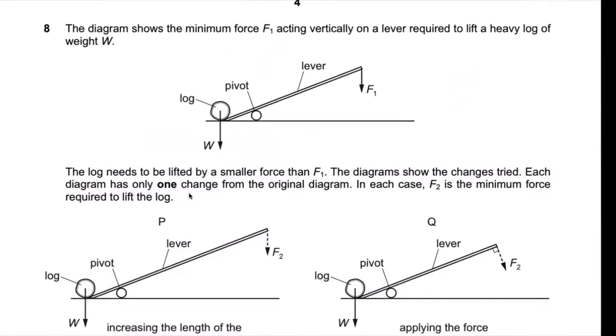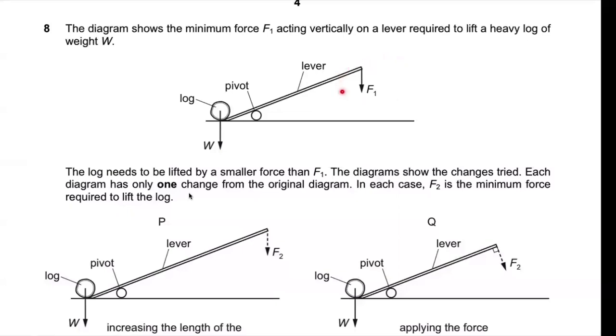So 8 says the diagram shows the minimum force F1 acting vertically on a lever required to lift a heavy log of weight up. The log needs to be lifted by a force smaller than F1. The diagram shows the changes tried. Each diagram is only one change from the original diagram. In each case, F2 is the minimum force required to lift the log.